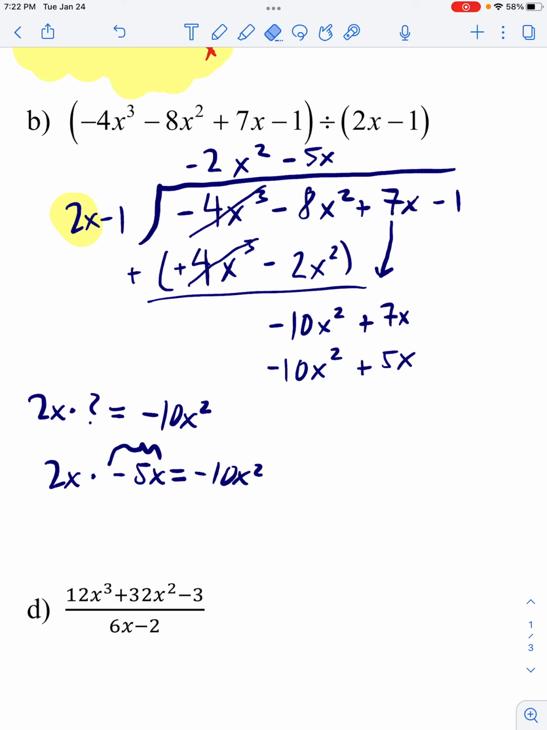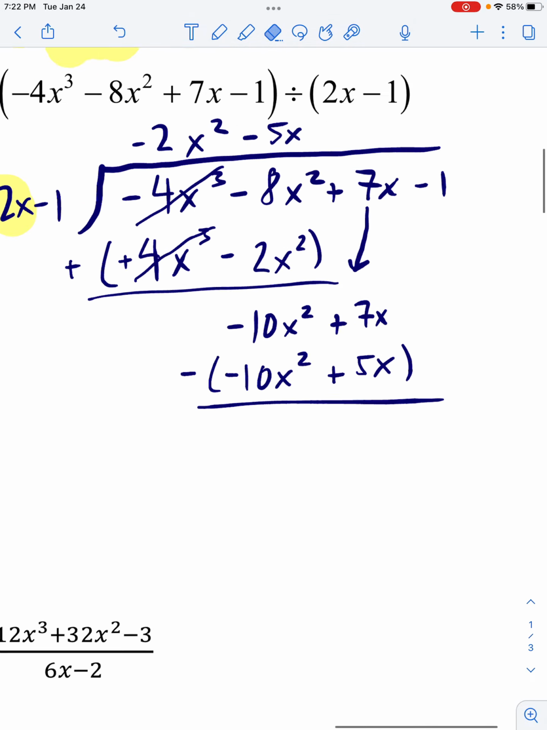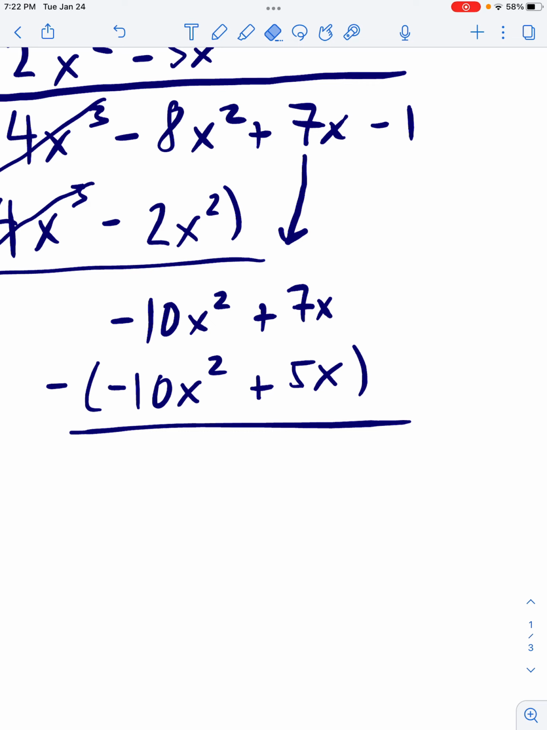So again, I take that, all right? What I'm going to do again is I'm going to subtract these two from each other, okay? And I like to change this into an addition problem. So I'm going to do plus positive 10x squared minus 5x, okay? All right, so when I add these two terms, they cancel. And then 7x plus minus 5x is 2x, okay?